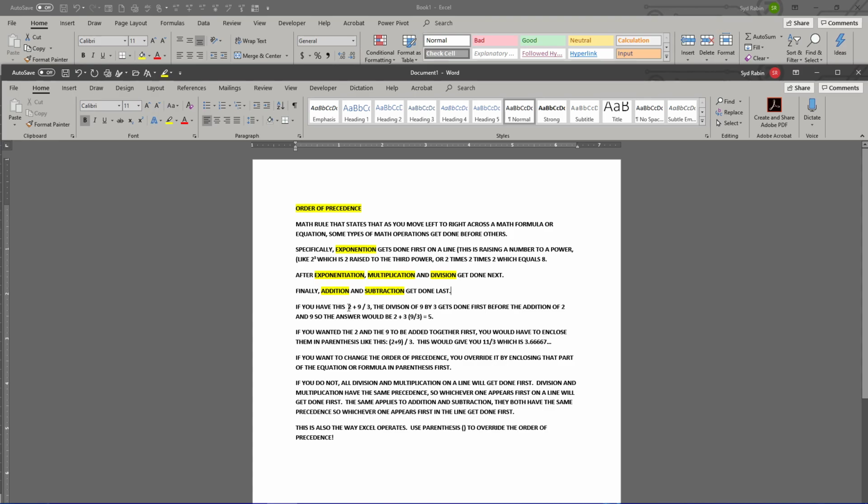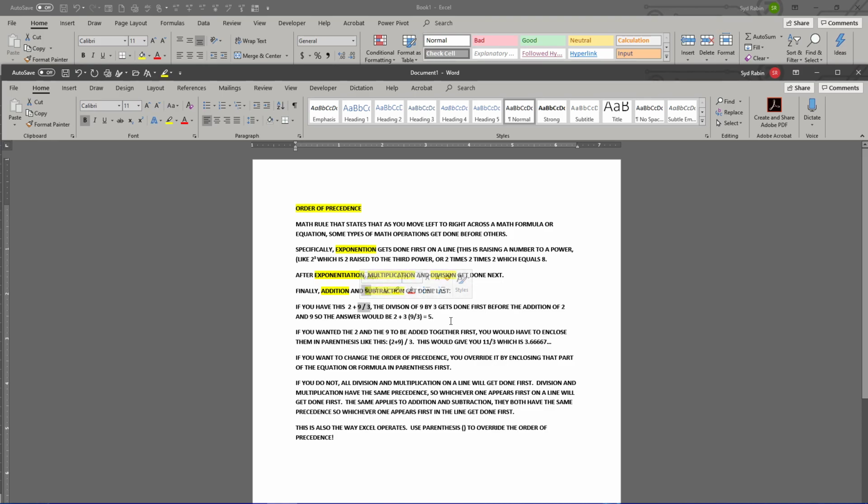So if you had this right here, 2 plus 9 divided by 3, the division of 9 by 3 gets done first before the addition of 2 and 9. So the answer would be, well, 9 divided by 3 right here is 3, so it's 2 plus 3, that would give you 5.